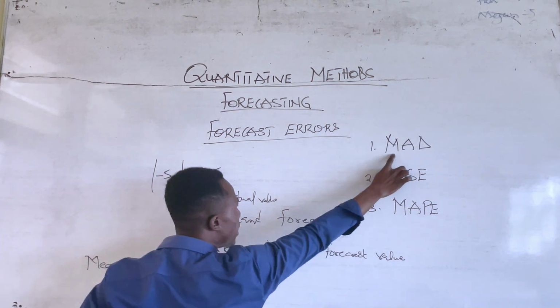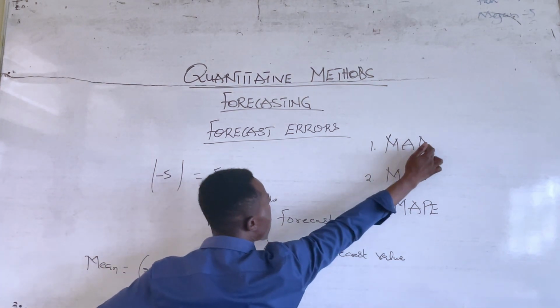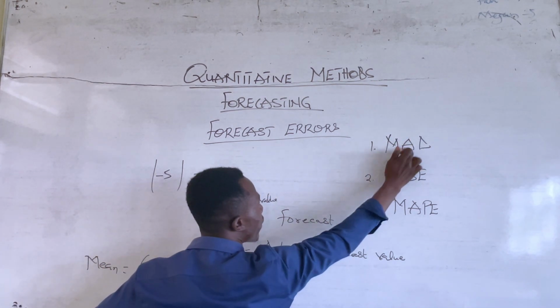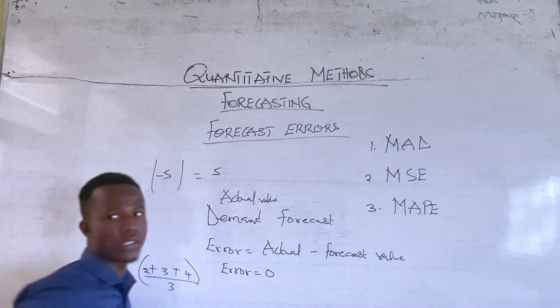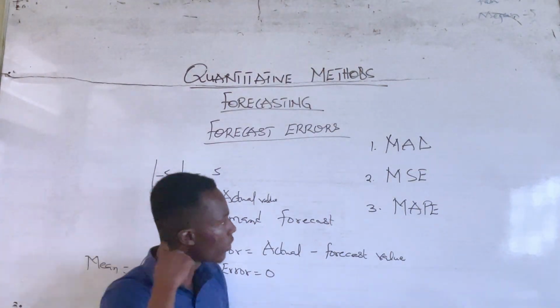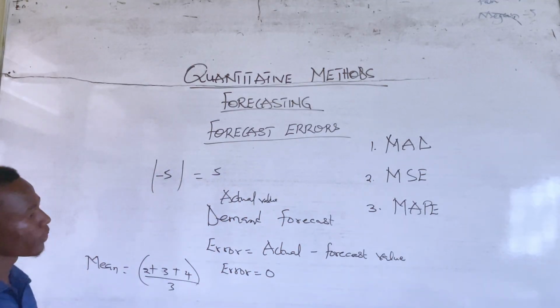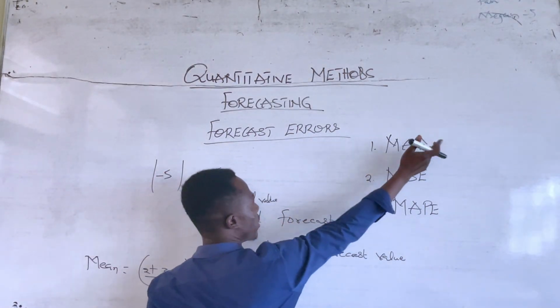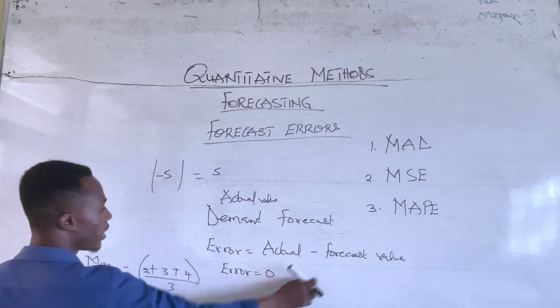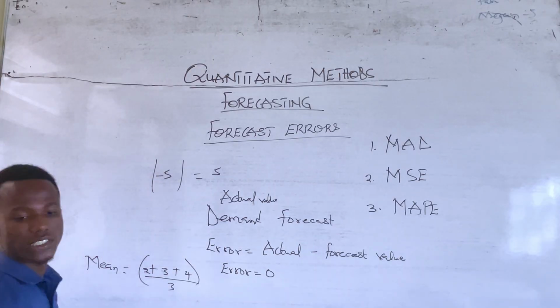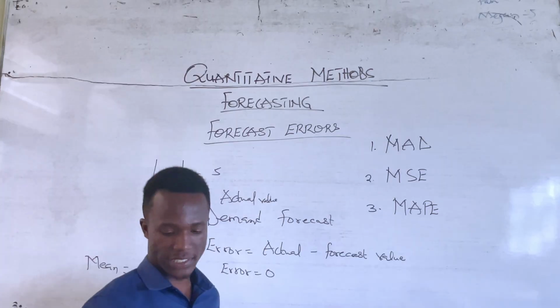To calculate the mean, always start from this: you subtract, you find the absolute, then you find the mean. So for the mean absolute deviation, you deviate, then you find the absolute, then you do your addition and division. That is it.